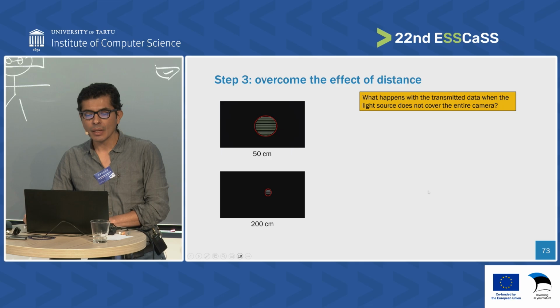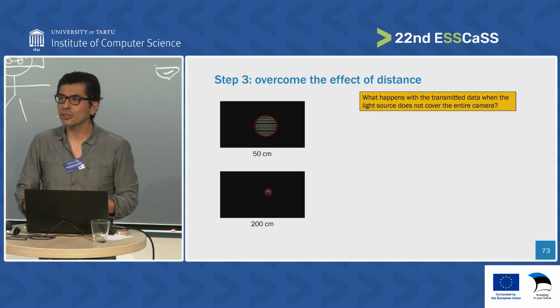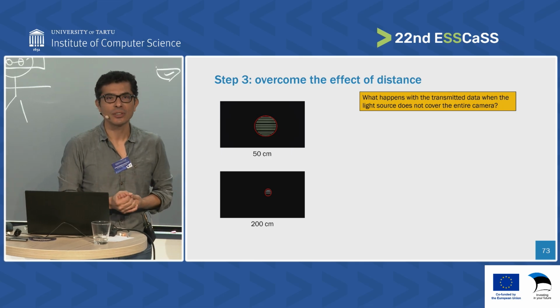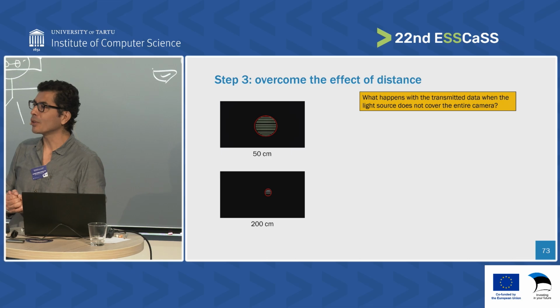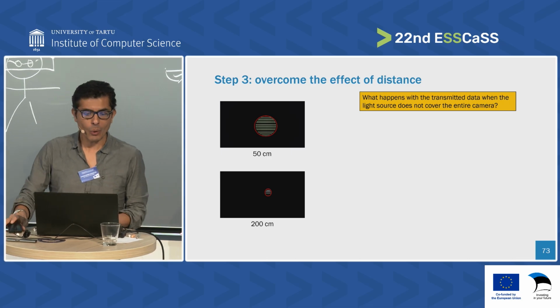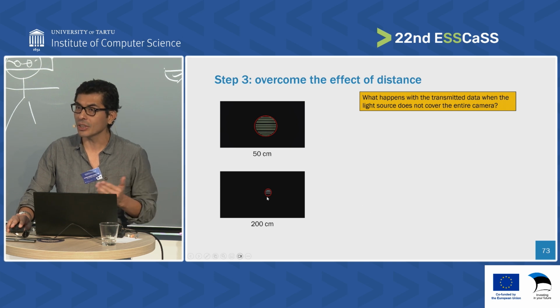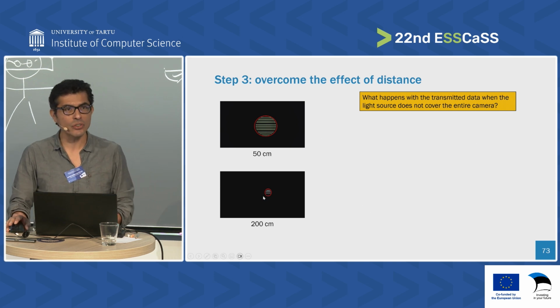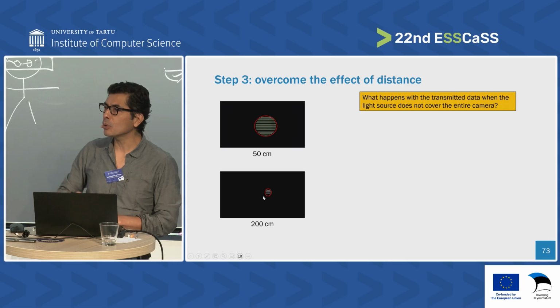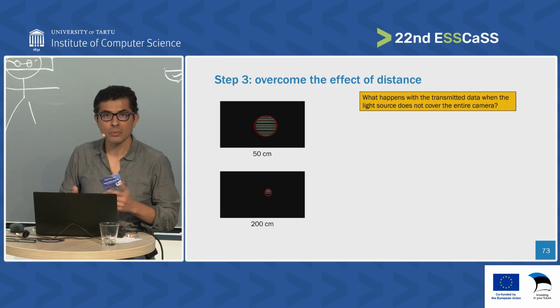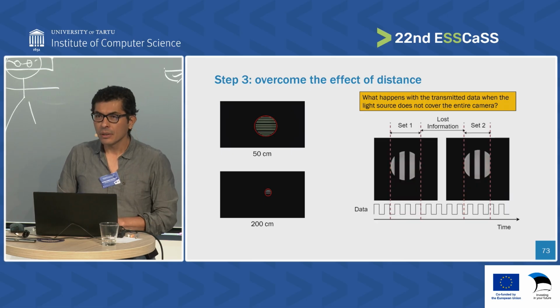Then after that, there's going to be the effect of distance. And this is one of the limitations of the rolling shutter effect. So what happens? This is the image that you have of a light at 50 centimeters, but if you're at 200 centimeters, at 2 meters, you can see that the image is smaller, and you will not be able to obtain the same amount of information. Correct? This is what happens.